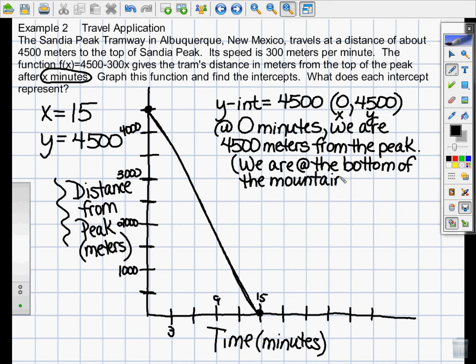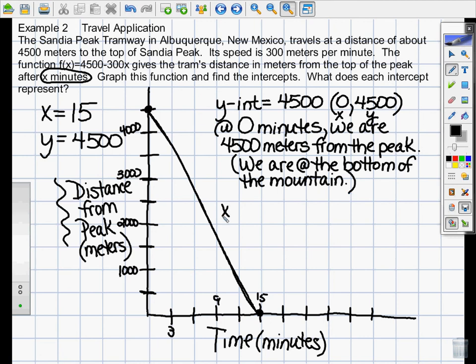Okay? So I'm hoping this makes sense because the graph is misleading. The graph looks like we're at the top heading down. That's what the graph looks like, and that's not what we're doing. We're at the bottom heading up. And so we're the furthest away from the peak. We're at the very, very bottom. We haven't actually started traveling yet. So at 0 minutes, we are 4,500 meters from the peak, which means we're at the bottom of the mountain.